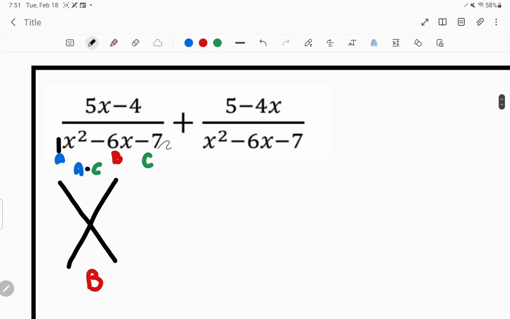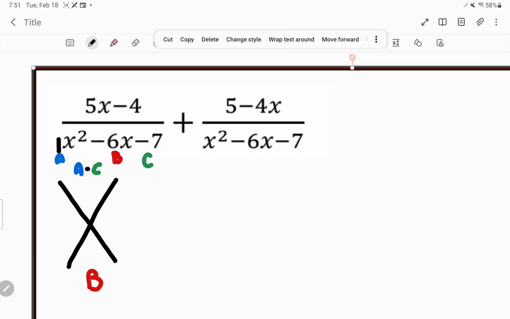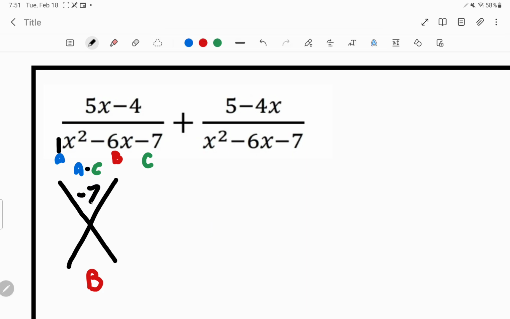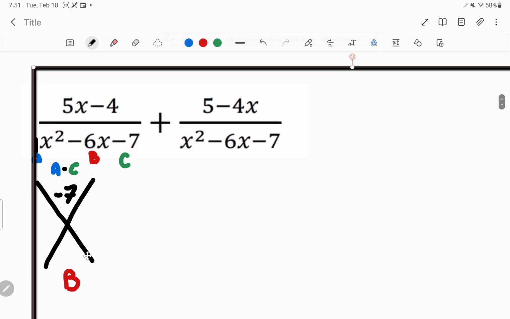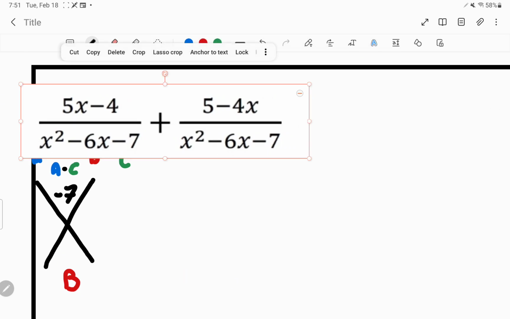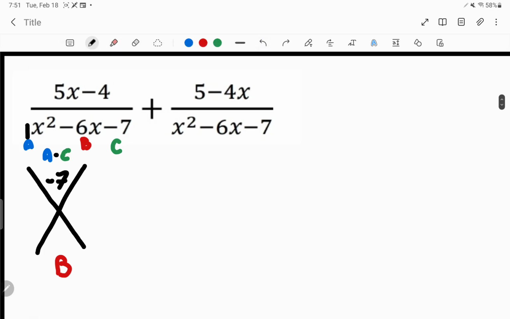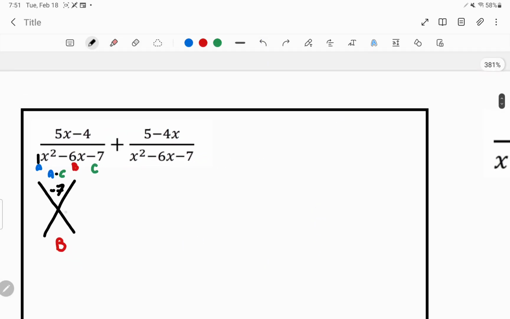So in this case, it's going to be 1 times negative 7, which gives me negative 7. On the bottom, it's just going to be negative 6. Now we need to do a t-chart of negative 7. We need to find two numbers that give me 7, which is 1 and 7. And that's going to be it, but the negative has to be the bigger one. So it's going to be 1 and negative 7.